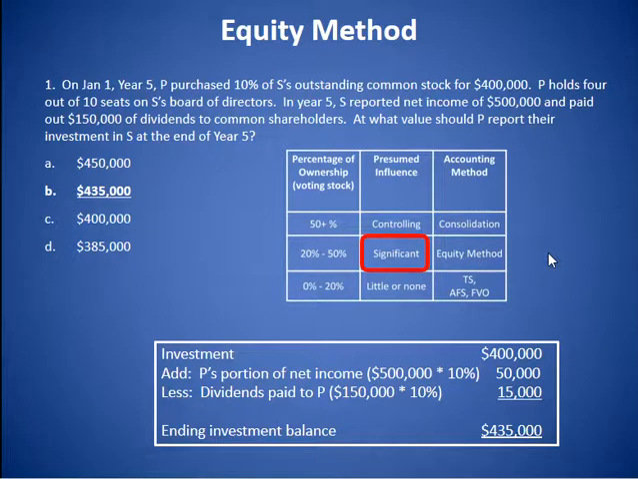So in this case, in order to account using the equity method, our acquisition would be $400,000, and then we count our income, which was 10% of $500,000, which is $50,000. Then we subtract out the dividends paid, so the ending investment balance would be $435,000. Okay, let's try number 2.